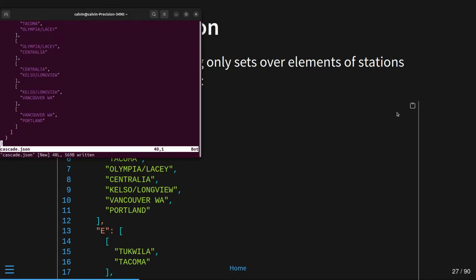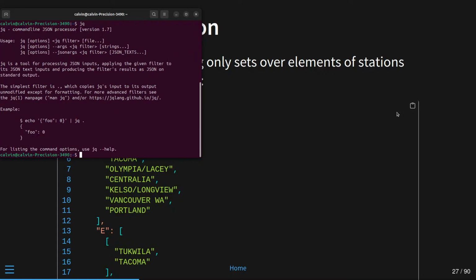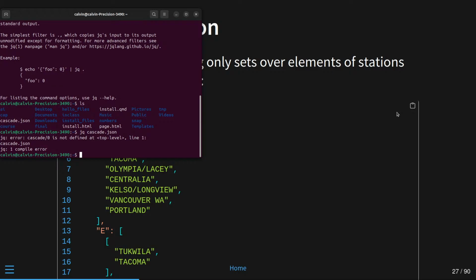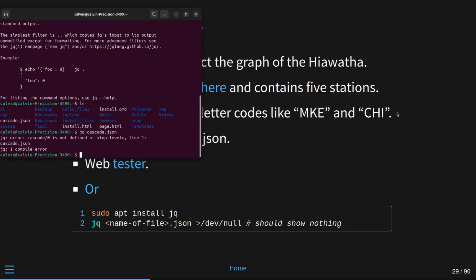Cascade.json. Do I have jq? Okay, cool. jq cascade. What? Did I not save it? jq cascade.json. Cascade is not defined. What am I doing wrong? Oh, okay. Huh, I thought that'd work.